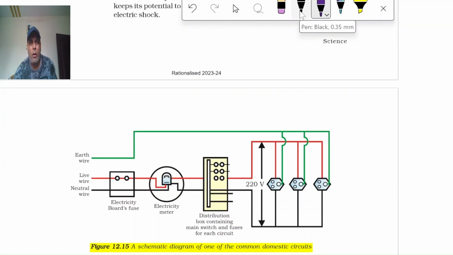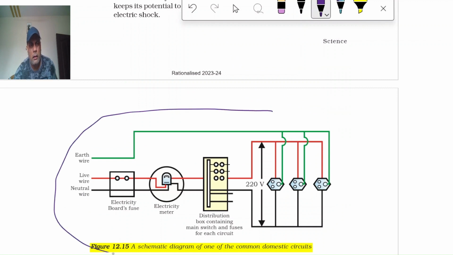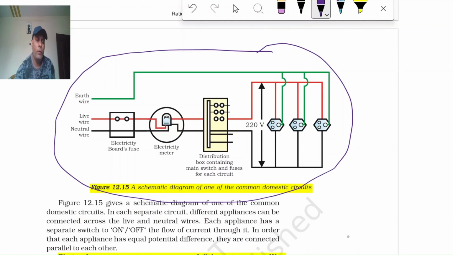So my request to all of you now is to go and make the diagram of the domestic electric circuit. That is important for your exam. We have studied three or four points here about how the domestic circuit works. The domestic circuit diagram that I am showing here, you should go and read there.